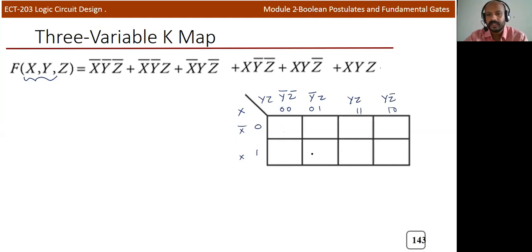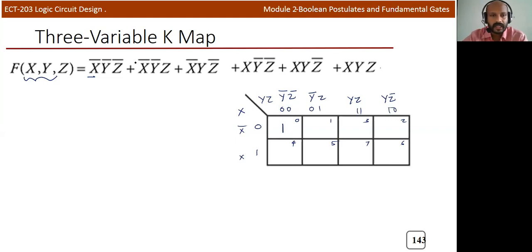Now we need to fill this by using minterms. So instead of writing m, I will simply put 0, 1, 2, 3, 4, 5, 6, 7. This indicates the minterm corresponding to each cell. Either you can use the method we tried in the previous example: x bar means first row and y bar z bar means first column, so we can put 1 here.